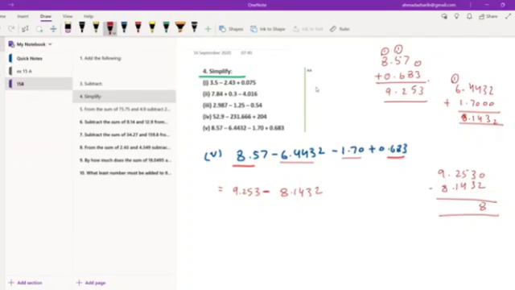So now we subtract this: 10 - 2 is 8, and 12 - 3 is 9. Here 4 - 4 is 0, 2 - 1 is 1, and 1. So the answer is 1.1098. This is the answer.